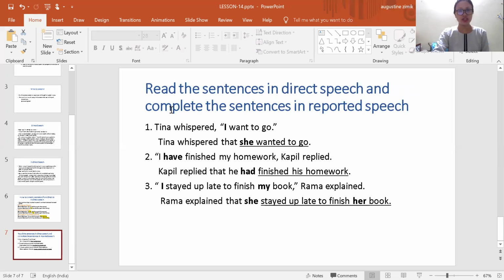In the last slide, we read the sentences in direct speech and complete the sentences in reported speech. We'll read the sentence which is given in direct speech and complete the sentences in what? Indirect speech or reported speech. Number one, Tina whispered, I want to go. Here, this is direct and this is indirect. Tina whispered that she wanted to go. The next one, I have finished my homework, Kapil replied. Kapil replied that he had finished his homework. The third one we have, I stayed up late to finish my book, Rama explained. Rama explained that she stayed up late to finish her book.